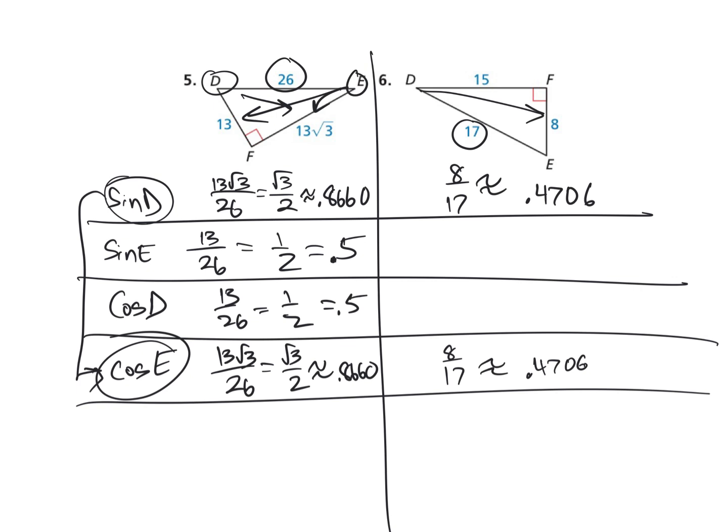Okay, now sine of e, the opposite leg is 15 over 17. So 15 divided by 17 is 0.8824. And the cofunction is going to be the exact same thing.